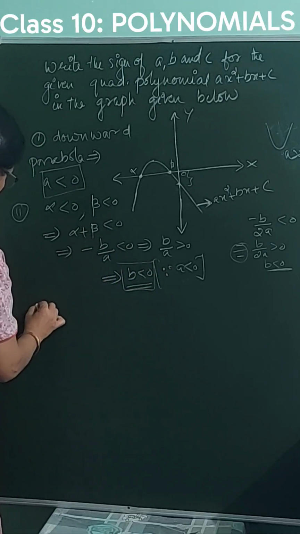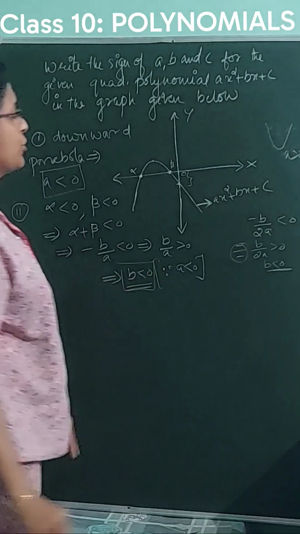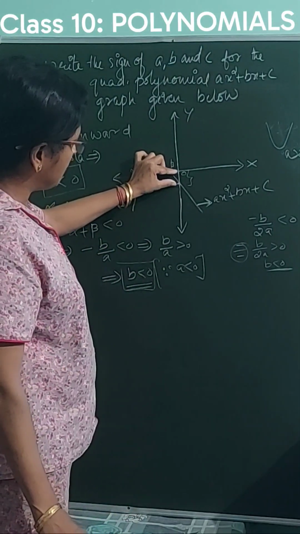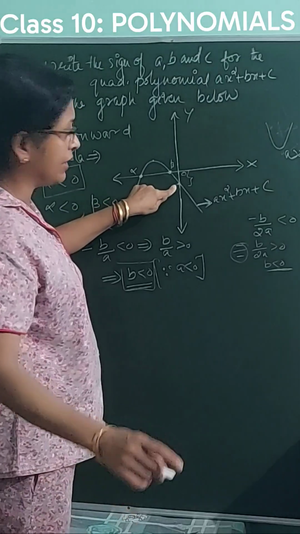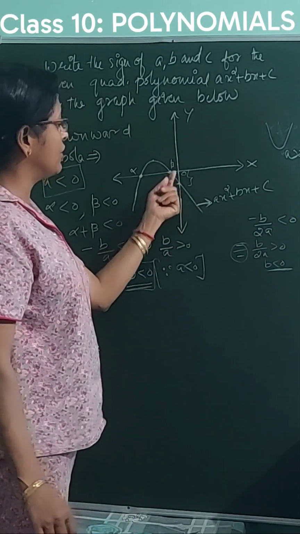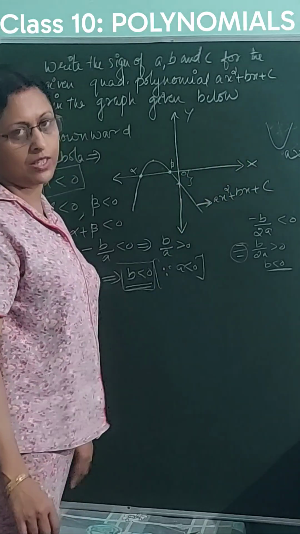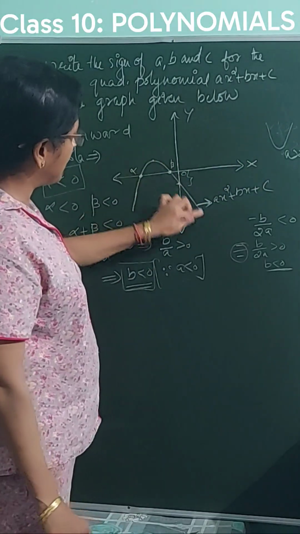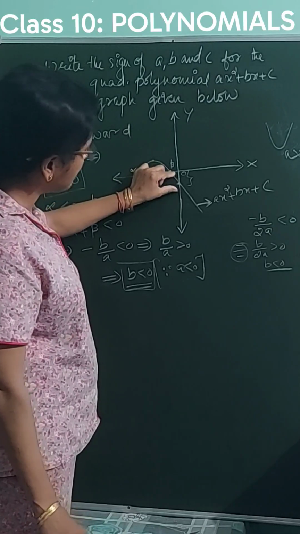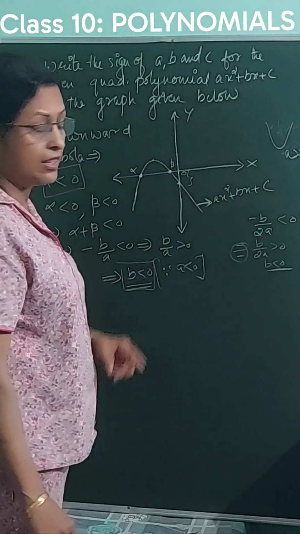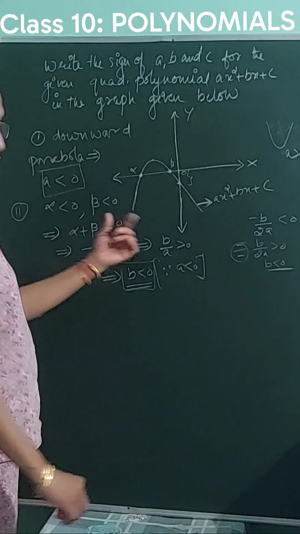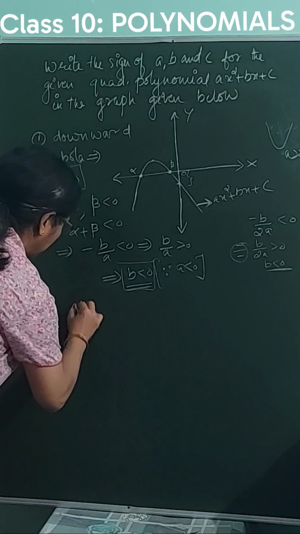Now the third part is to find the sign of c. There is also one more method. Two methods are there. C is the y-intercept, meaning the point where the graph cuts the y-axis. Here our graph is cutting the y-axis below the origin in the negative region. So we can directly conclude that the sign of c is negative. Since the parabola intersects the y-axis in the negative region, the y-intercept is negative, so we can say that the sign of c is negative.